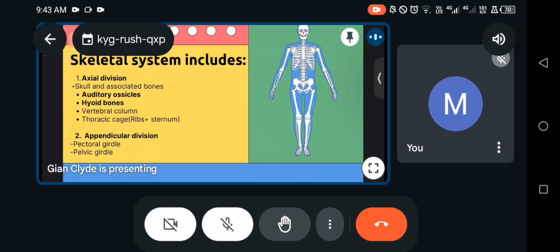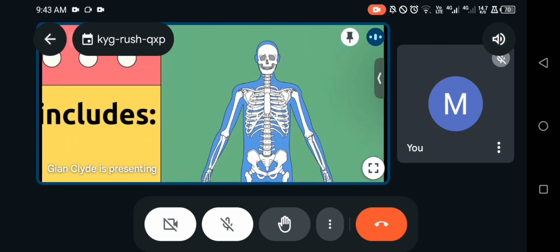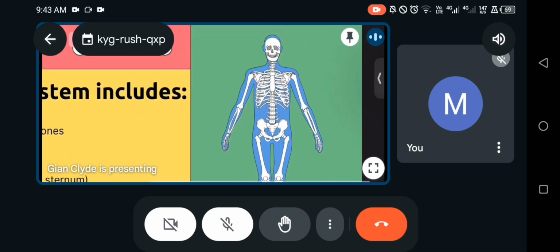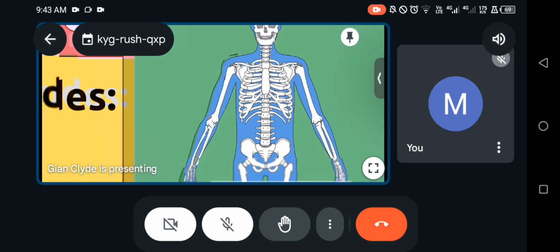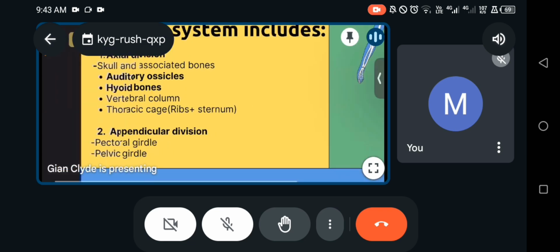Okay, in the skeletal system, we also have the axial division and then the appendicular division. In the axial, we have the skull together with the ribs and the vertebral column. While in the appendicular, we have the humerus or the arm, together with your clavicle, or rather, sorry, and up to your femur.